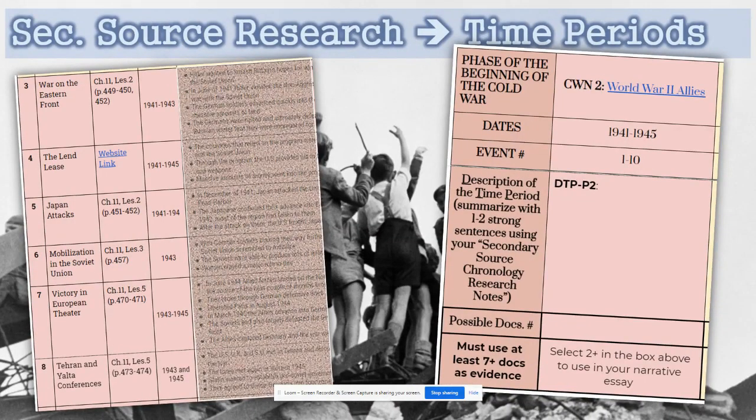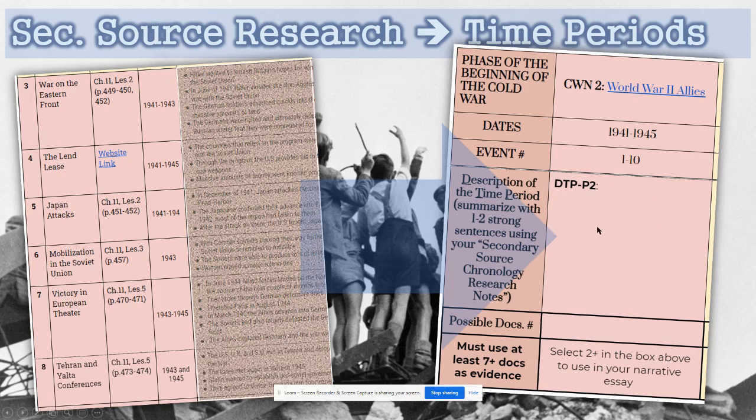Okay, so what you want to do in this first box right here is to talk about that. Provide a description about 1 to 2 sentences long that will highlight not all, but some of these events that show that the United States and the Soviet Union are working closely together to end the Second World War. So take these ideas and now make a description of the time period. And this is for the second body paragraph.